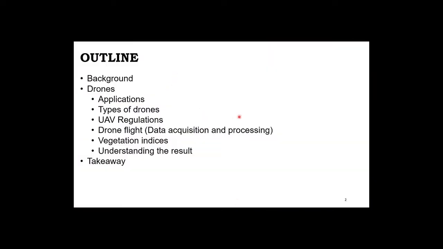Here is the outline for the presentation. I'll start with some background regarding the importance of irrigation management in agriculture, which Dr. Montazer and Dr. Hagverdi had presented in more detail. I'll then follow with the application and types of drones, some flight regulations we should keep in mind when flying a drone, and the process of data collection using drones, important vegetation indices, their interpretation, and then at the end, I will conclude with the major takeaways.